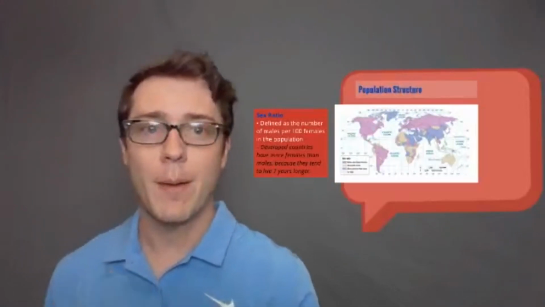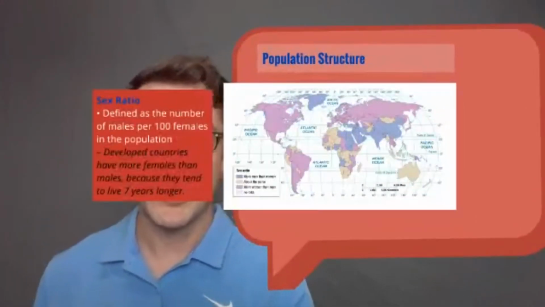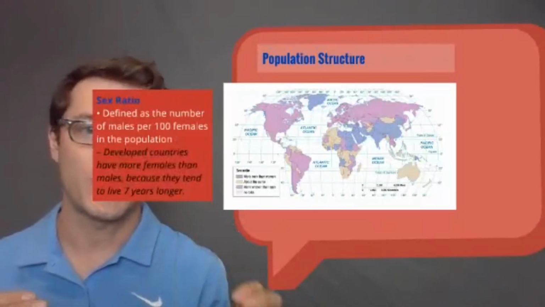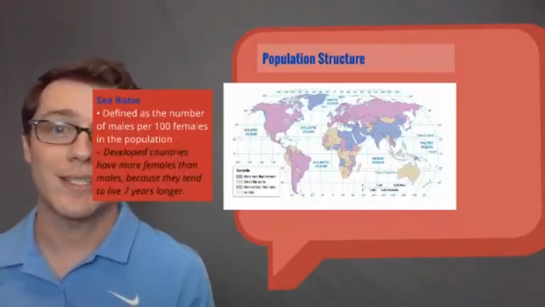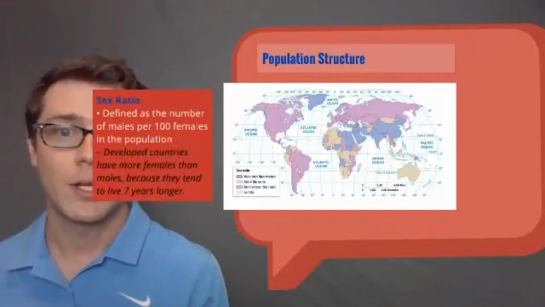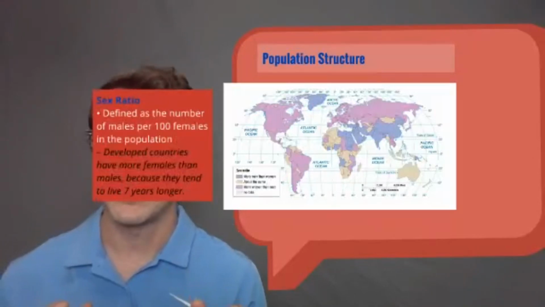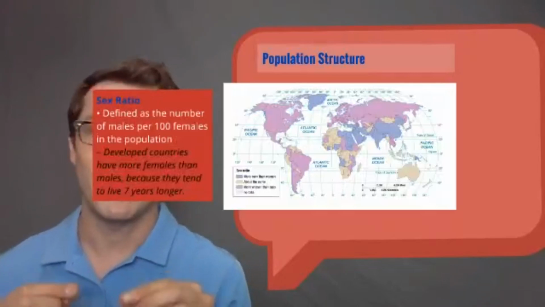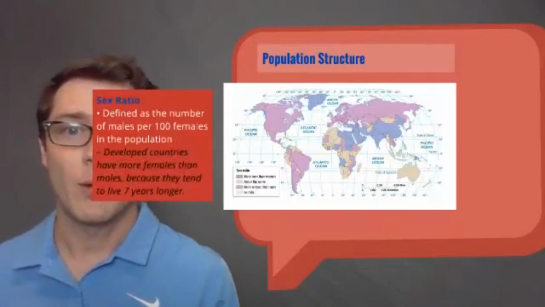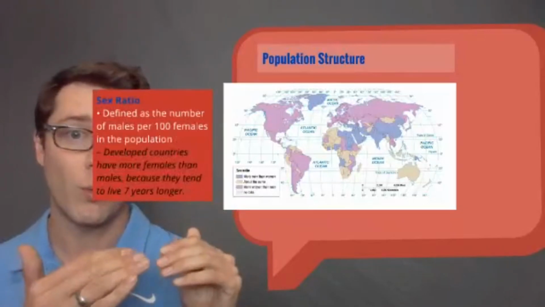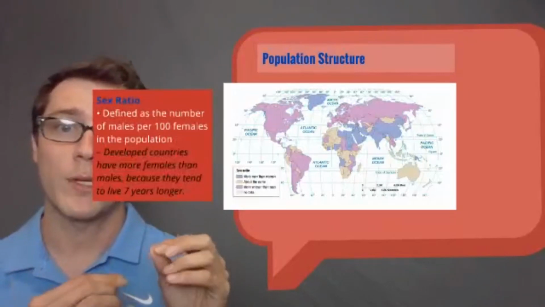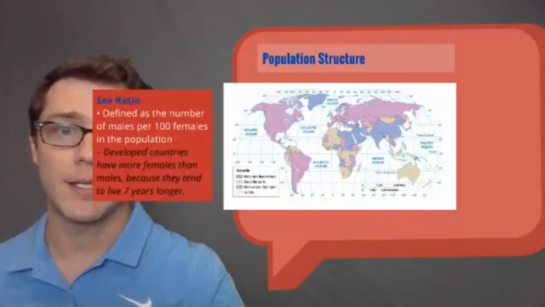The next is the population structure. When we look at the population structure, we look at the number of males per 100 females in the population. That's known as the sex ratio. So that is the number of males per 100 females. Developed countries should have more females because females tend to live about 7 years longer on average. So women live longer on average, which means that if everything is happening normally in a developed country, there should almost always be more women than men in a society.